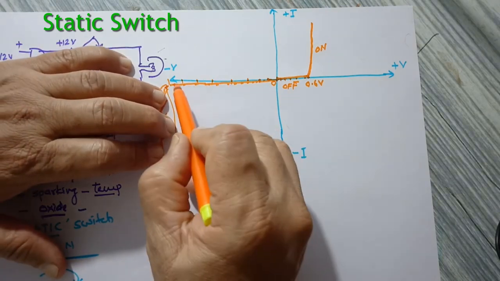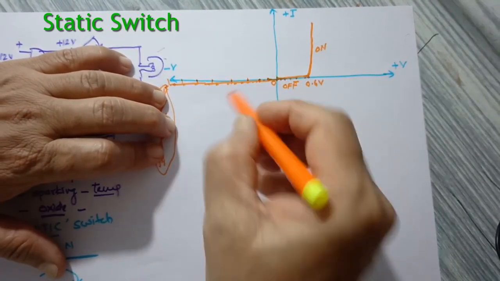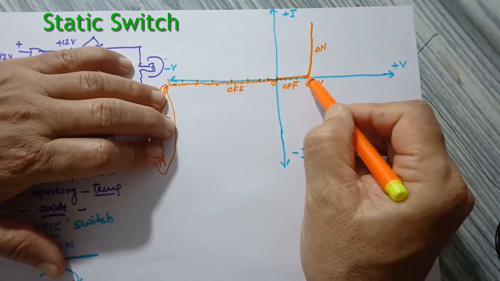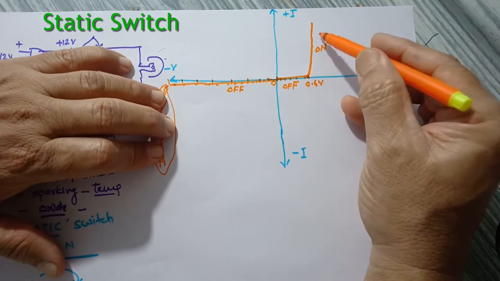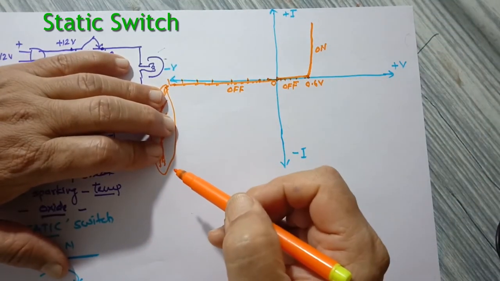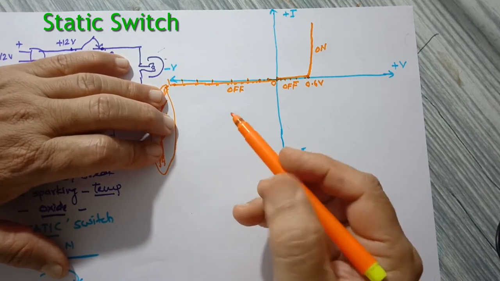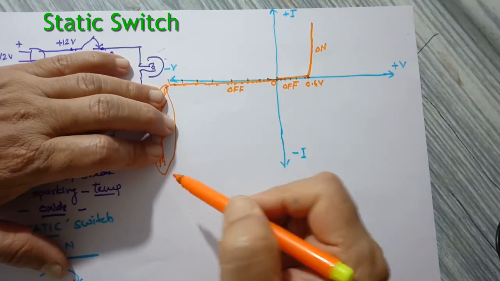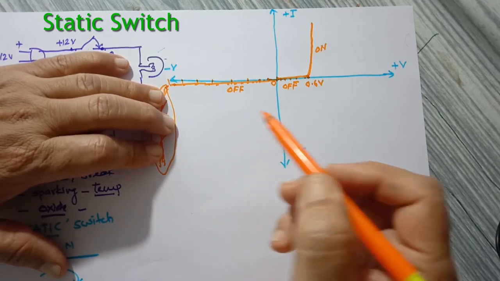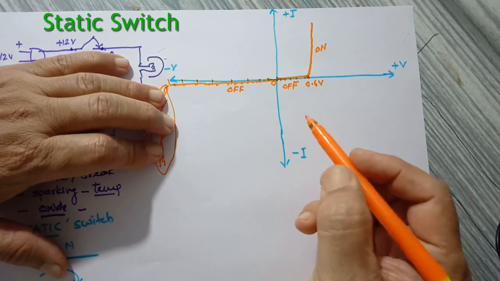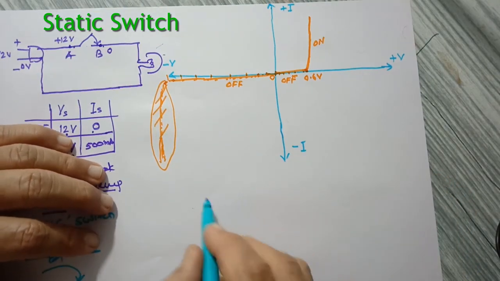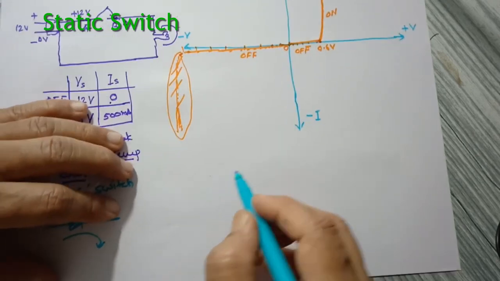Our interest is this: in reverse bias, no current, it works as an off switch till 0.6, and after 0.6 positive voltage it works as an on switch. So off and on, isn't it like a switch? But what is it that operates this switch? It is the bias voltage of the diode. It can be forward bias, it can be reverse bias. We have used this switch in one circuit, the rectifier, if you remember.